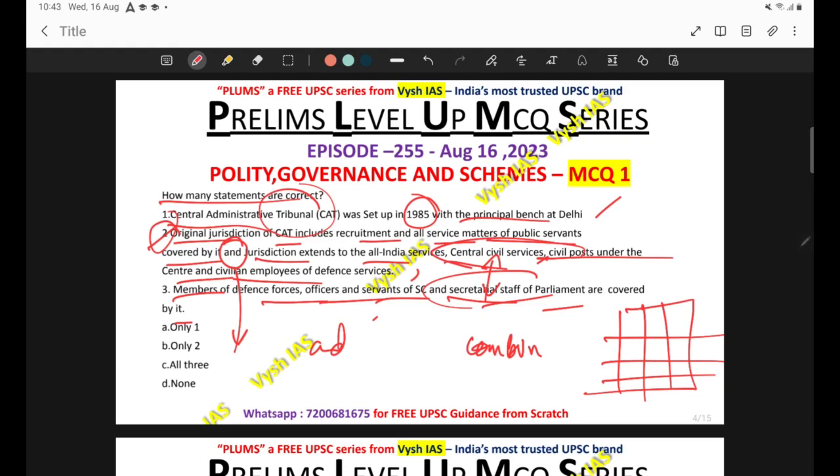Something which is covering the conditions of central civil services, it is logically not possible for that particular body to cover the service conditions of secretarial staff of parliament.